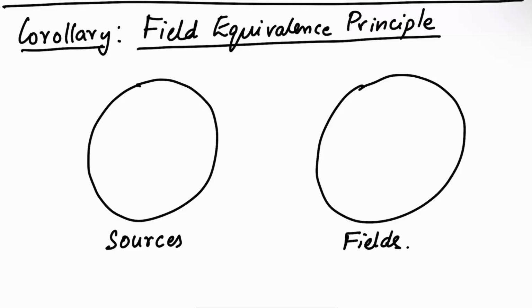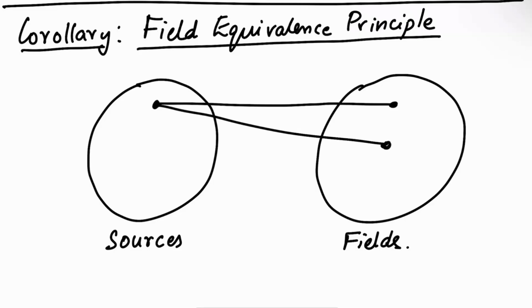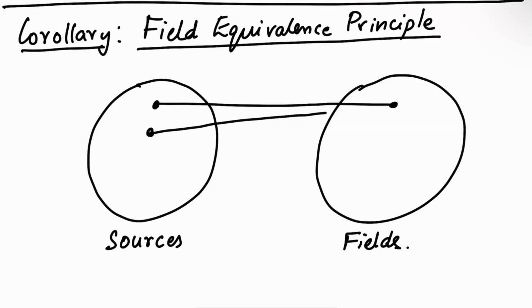Okay, I said that given a set of sources, you can only map to one set of fields. Right, so you can't have two sets of fields from one set of sources. That's not allowed. That's what uniqueness established. But it never said, doesn't imply the opposite. You can have two sets of sources that give you just one set of fields. Actually, you can have infinite, and we'll see that next.